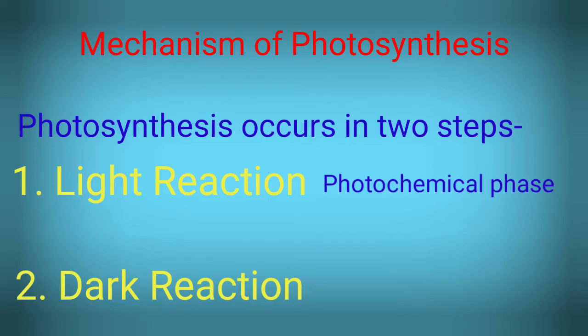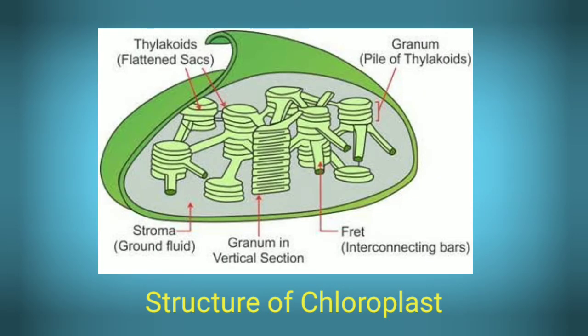And the first step, that is called light reaction, which is also called the photochemical phase, occurs in the thylakoid of the chloroplast, whereas the dark reaction, which is also called the thermochemical phase, occurs inside the stroma of the chloroplast. So please go through the structure of chloroplast properly in order to point out the exact sites where this photosynthesis takes place. So the light reaction takes place in the thylakoid, whereas the dark reaction takes place in the stroma, and these are 2 parts inside the chloroplast only.